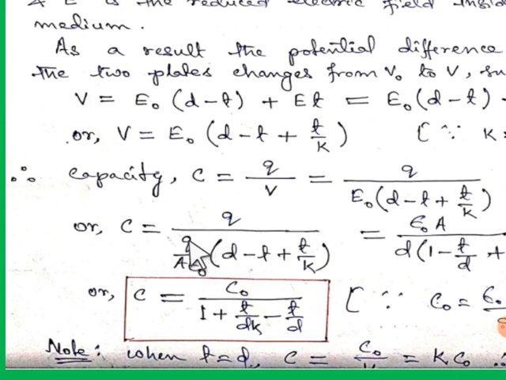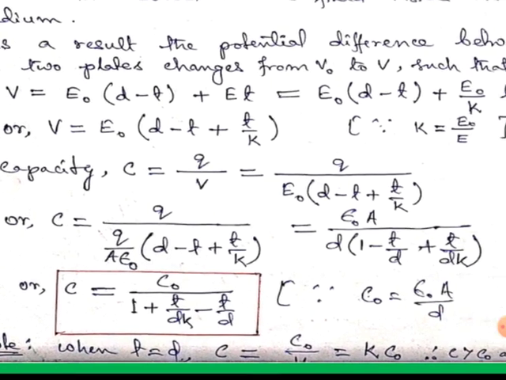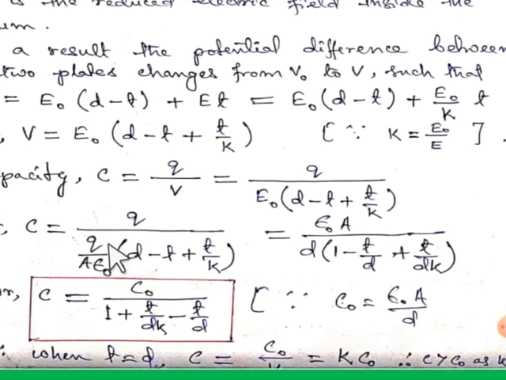Sigma is nothing but Q by A, right? So you just replace it, then you try to bring this upward. Q will be cancelled, then sigma epsilon naught times A will be there in the numerator. Whatever remains in the denominator, you take small d common, then you will have 1 minus d by d plus d by dk.